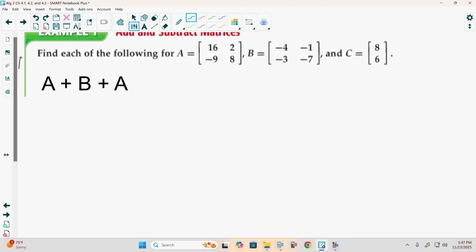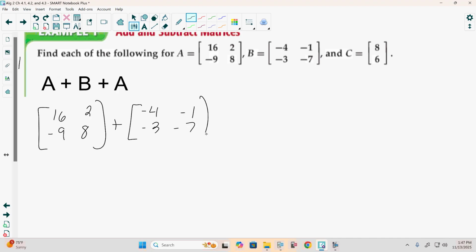We have A plus B plus A. A and B are both 2 by 2s. 16, 2... So when it's saying A plus B plus A, we just replace A with its matrix, we replace B with its matrix, and then we'll replace A with its matrix also. A plus B plus A.